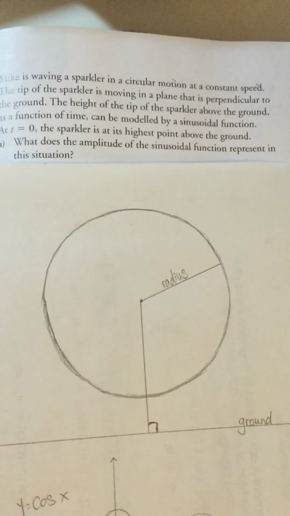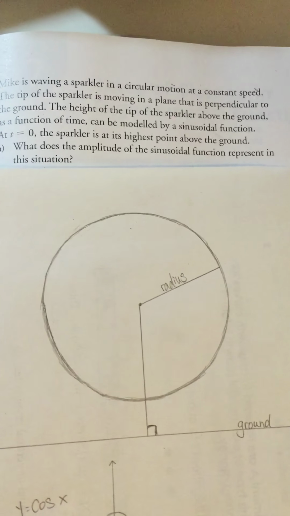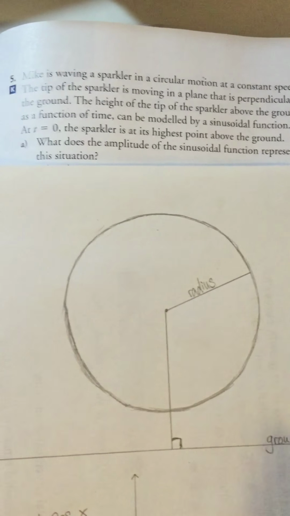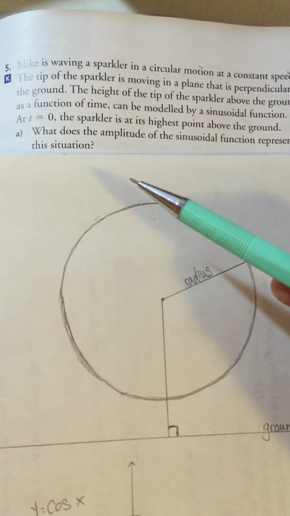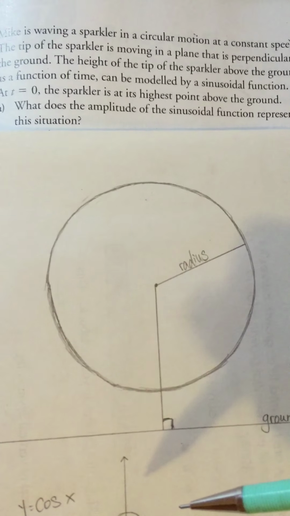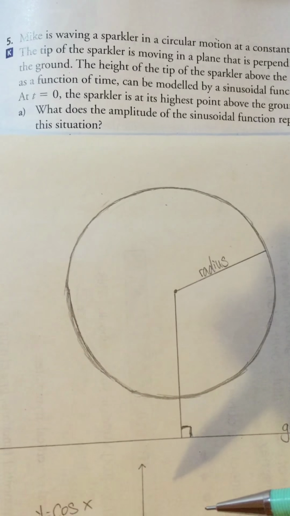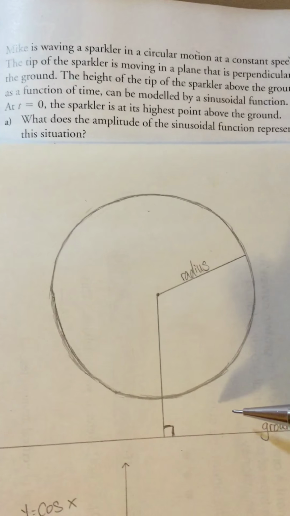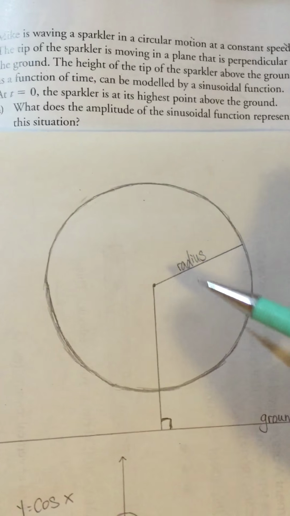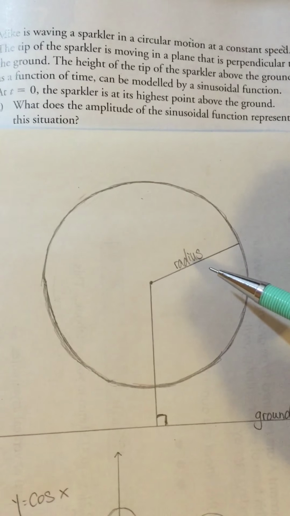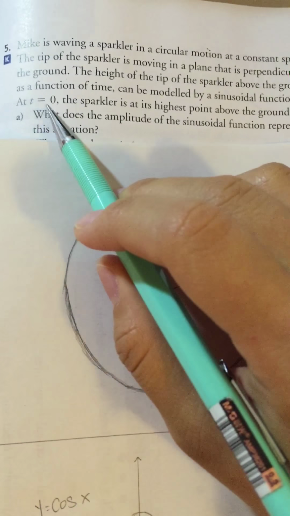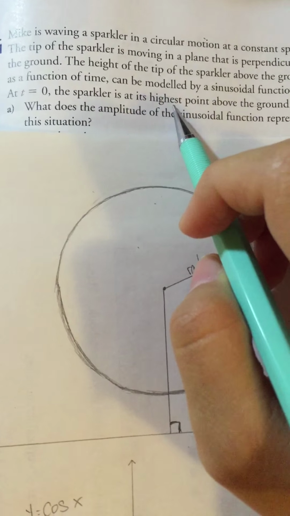What does the amplitude of the sinusoidal function represent in this situation? As we all know, amplitude is the distance from the middle to the highest and lowest points in the function and also the graph. So as this is a circle, the amplitude is the radius of the circle in which the tip of the sparkler is moving, because at t equals 0, the sparkler is at its highest point.